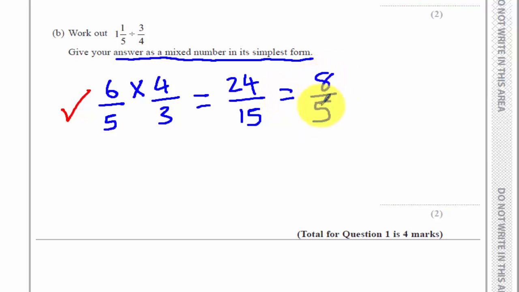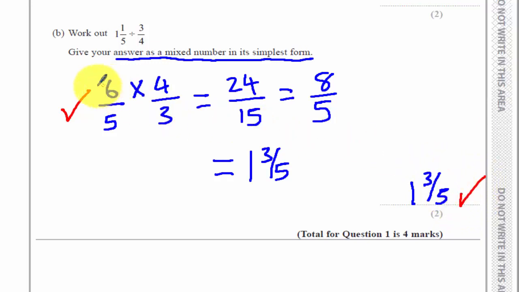That would get you the first mark as well, but it doesn't get you the second mark until it's in its simplest form. So, how many 5s are in 8? Well, there's 1, and then there's 3 left over that I'm trying to divide by 5. So to get the second mark, I need to write 1 and 3/5. There are plenty of ways of getting this first mark, but it involves showing your working, so make sure you do that.